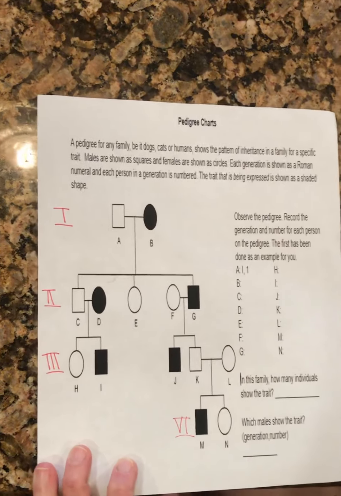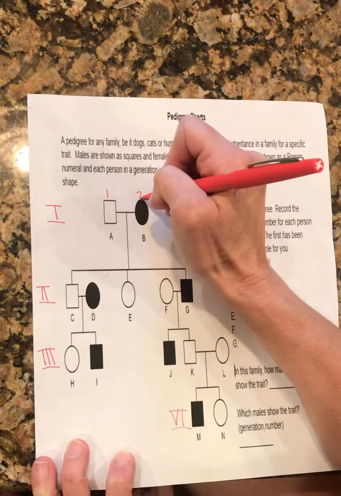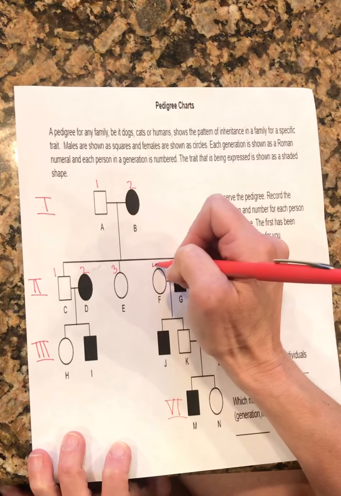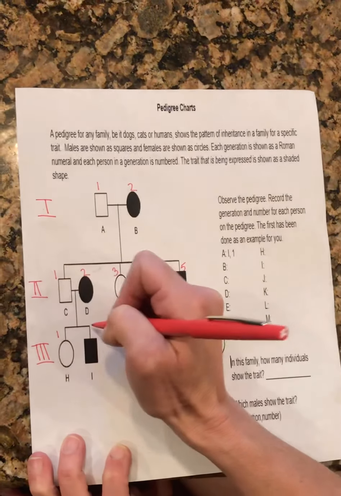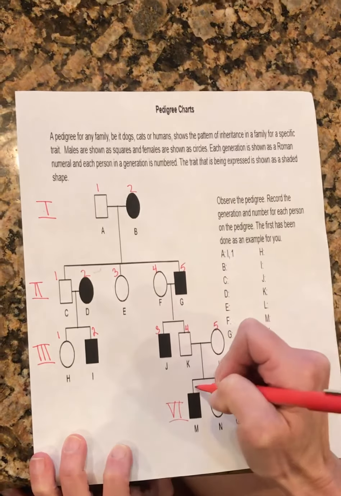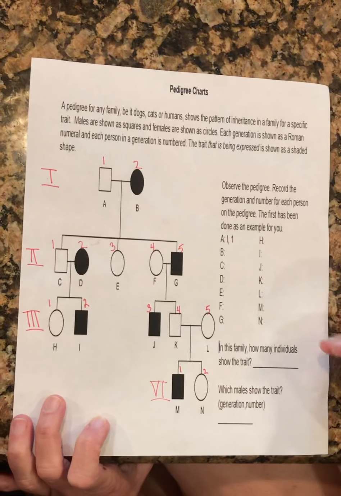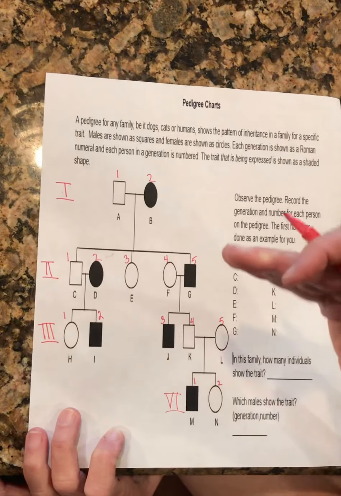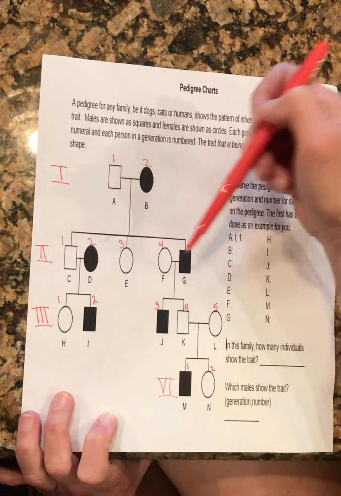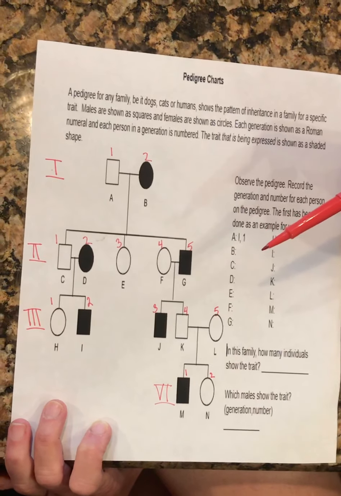Then we're going to number each individual in the pedigree chart. 1, 2, and then we start back over. 1, 2, 3, 4, 5. 1, 2, 3, 4, 5. 1, 2. Now, sometimes you do see pedigree charts that don't start back over in each line. Like this would be 1, 2, and this would be 3, 4, 5, 6, 7. But for this example, each line we're starting back over at 1.